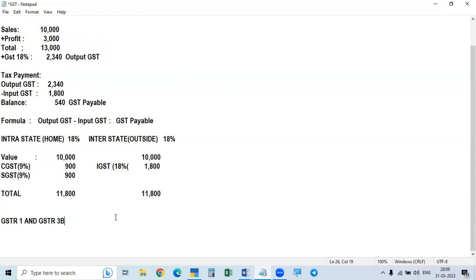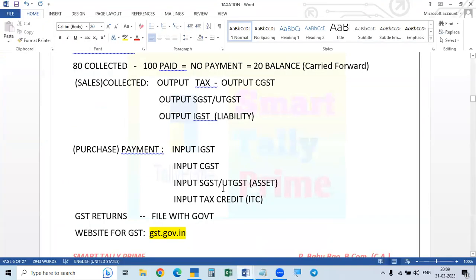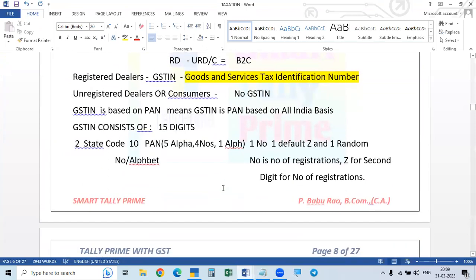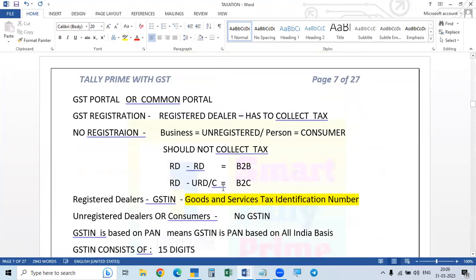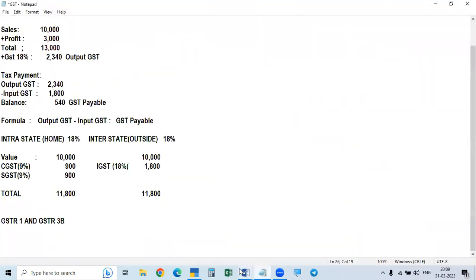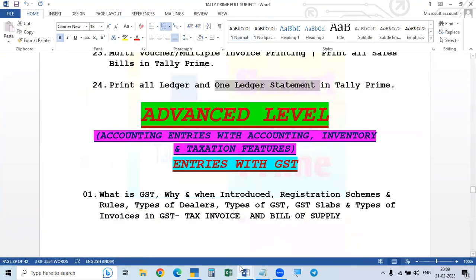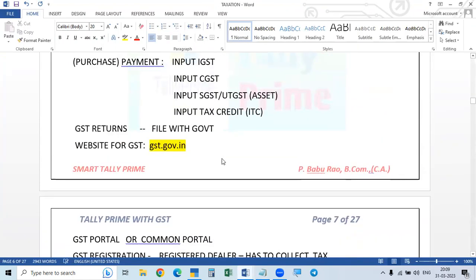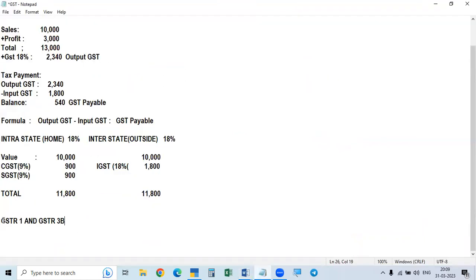Two returns every month. But in this case, there is one small requirement for regular dealers. When you are making the sales, I told you already, every month they have to file these two. If the turnover is more than 5 crores, they have to file every month.